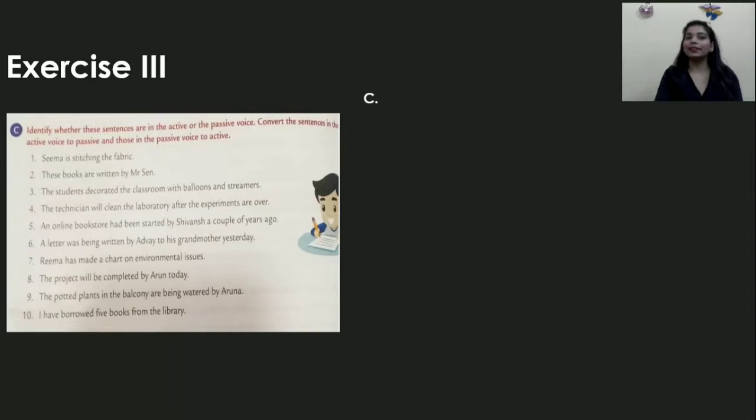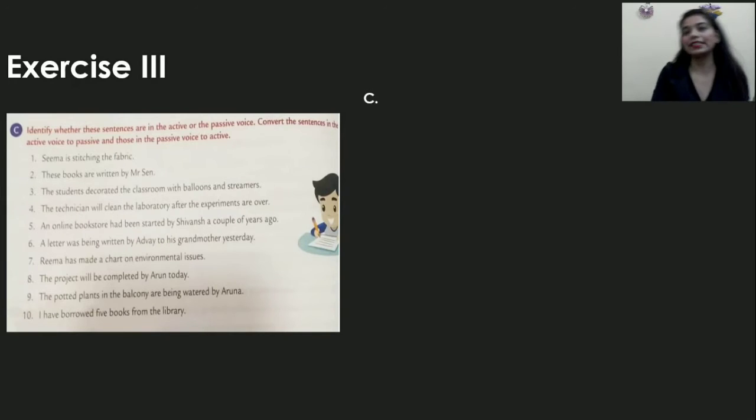Look at exercise 3 now. So we will be solving exercise number 3 now. Let me read the question. Identify whether these sentences are in active or passive voice. Convert the sentences in the active to passive and those in passive to active. Okay, this would be much more interesting. So let me read the sentence.